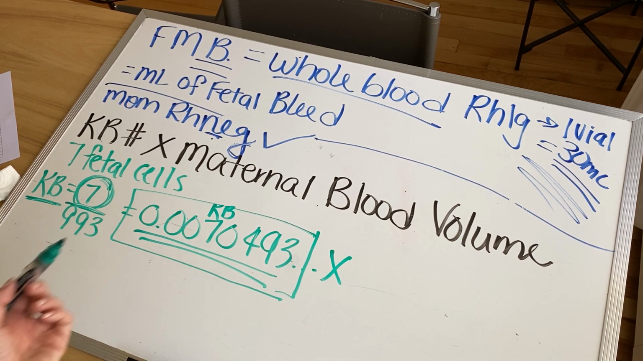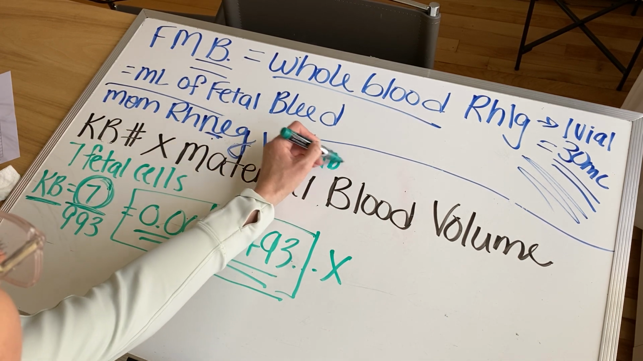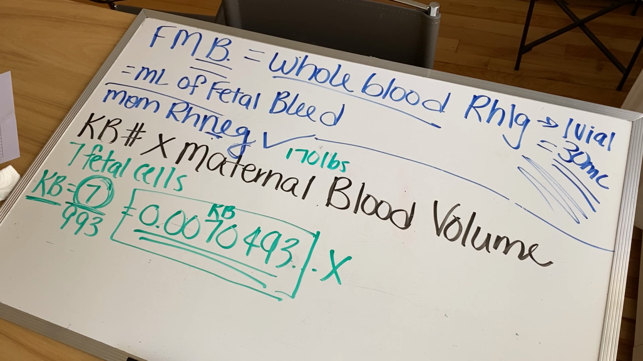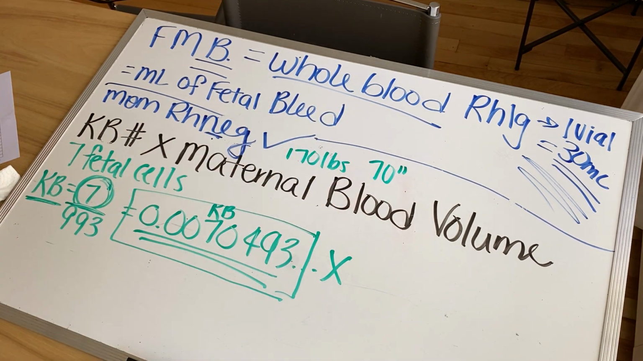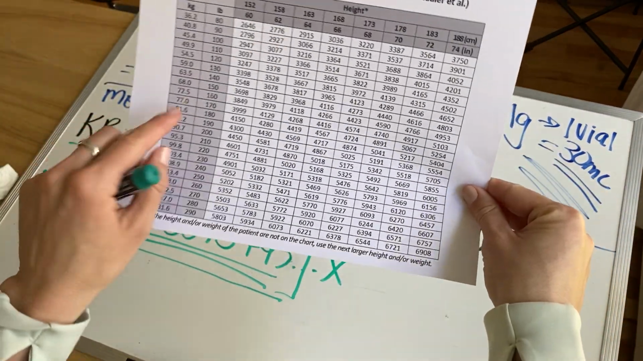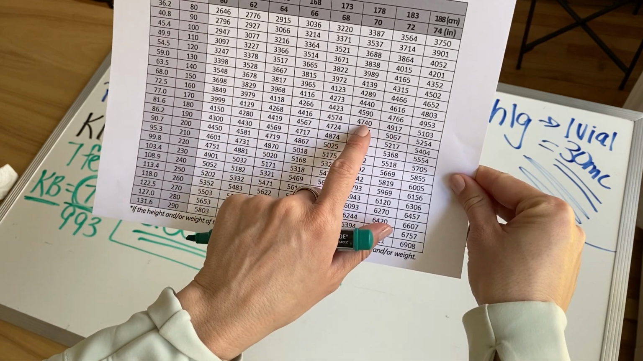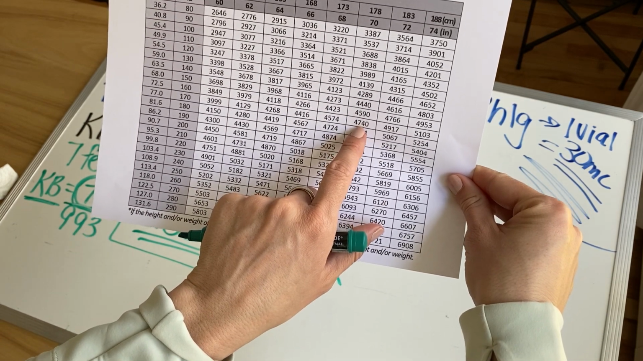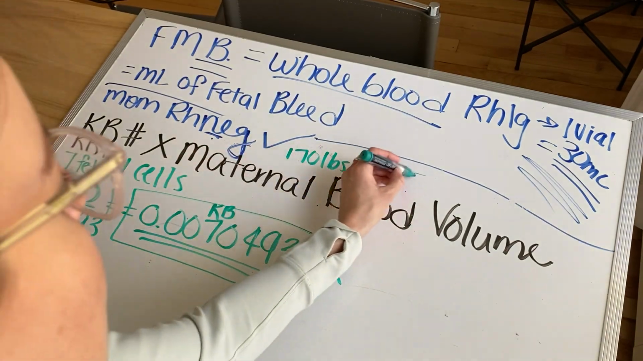So if we were told that the mother was 170 pounds and she was 70 inches, we would go on the chart and we would go down to 170 and go over to 70 inches, and that's our answer, 4,740.